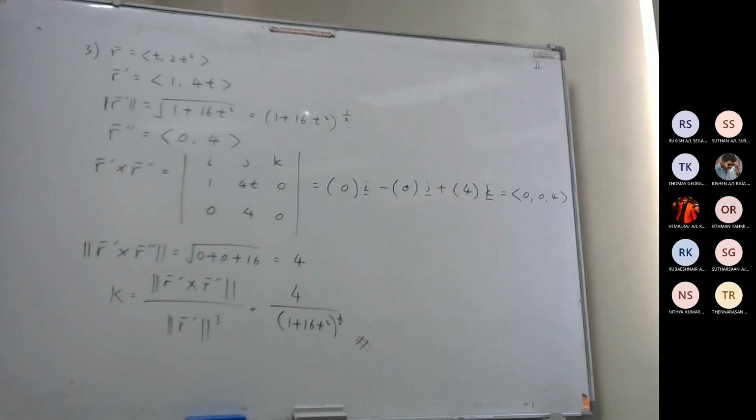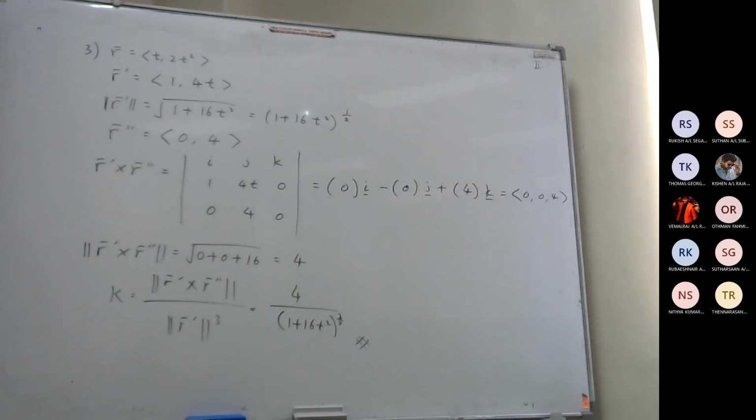You have T, you have N. So when T cross N, you get a B. Whether the B points upwards or downwards depends on which one crosses which. For this, you have to understand the right-hand thumb rule.